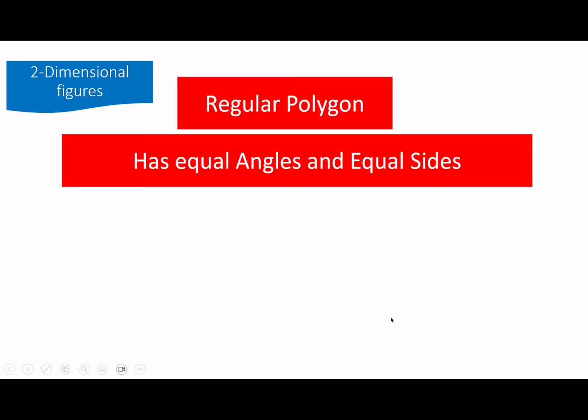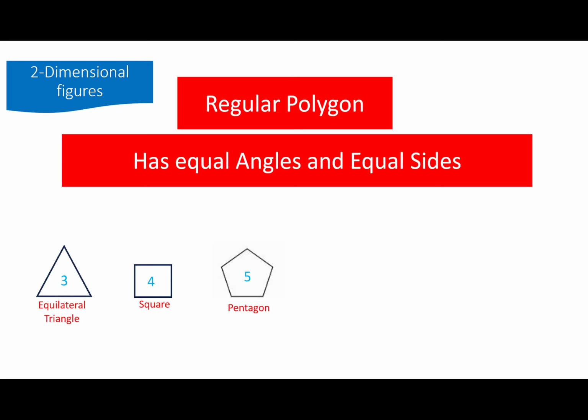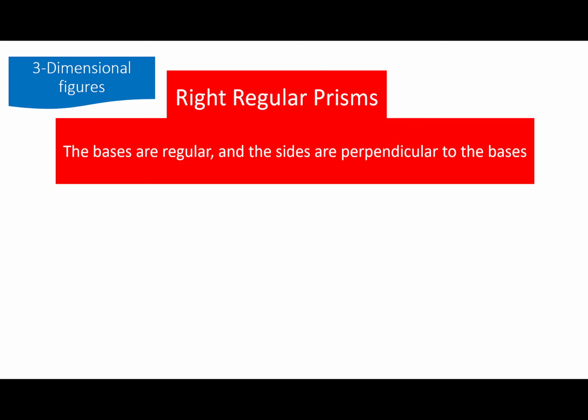Two-dimensional figures. Regular polygon, that's something we need to remember. Regular polygon has equal angles and equal sides. Okay? So, equilateral triangle, square, pentagon has 5 sides and all are equal. Angles are equal. Okay? Hexagon, all the sides are equal, all the angles are equal. Heptagon, octagon. Three-dimensional figures. Right regular prisms.